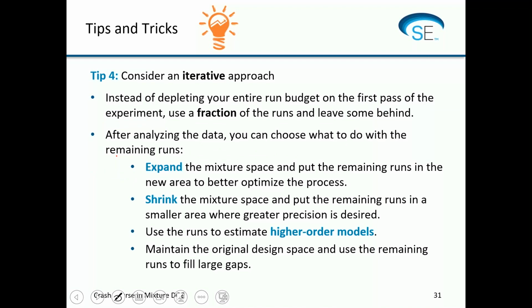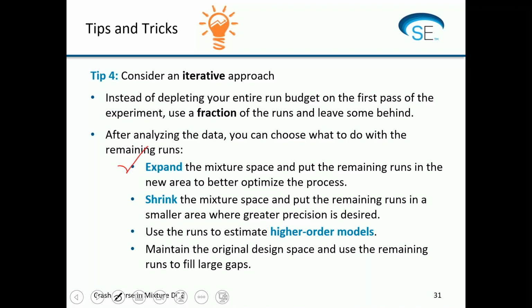So instead of depleting your entire run budget on the first pass of the experiment, maybe consider using a fraction of the runs and leave some behind, kind of as backup. Of course, this assumes that you have a few extra runs you can set aside for later. If you're at the bare minimum already, well, this might not work. But if you have a run budget that's somewhat reasonable, maybe you can do 80% of your runs and then look at the results and figure out where you want to put the other 20% of your runs.